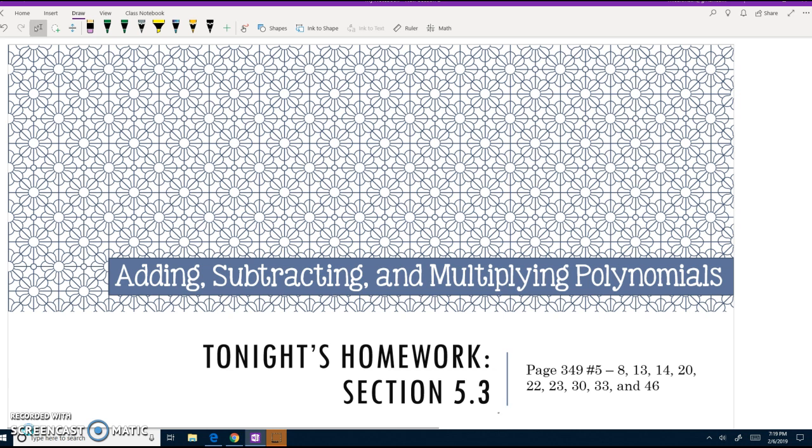Section 5.3 may just be the easiest chapter in all of chapter 5. All we need to do is put some of our exponent rules in action today to add, subtract, and multiply polynomials. So today should feel like basic foundational operations with polynomials. There are no graphs and there are no real-world applications. So it should be a pretty quick and easy unit to get through.